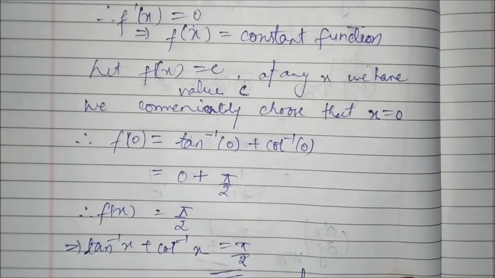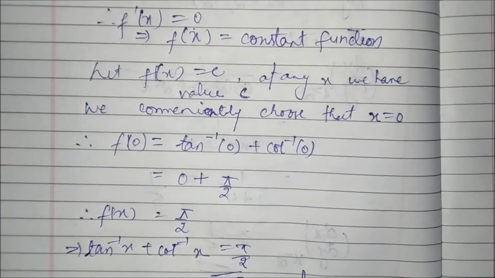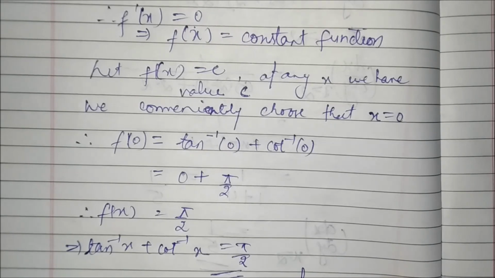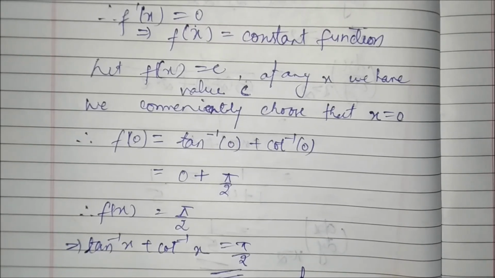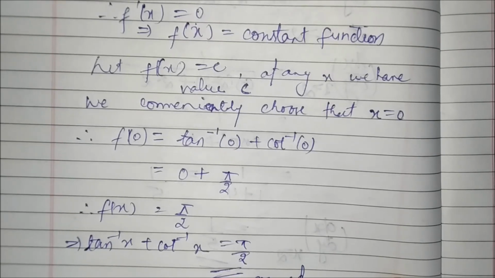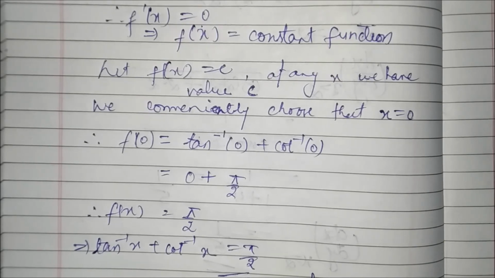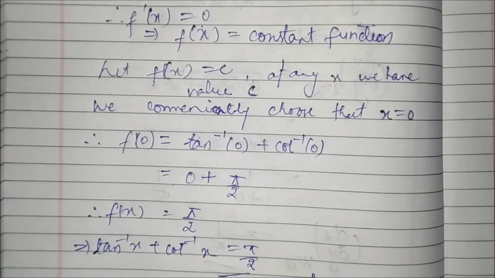I have done this: tan inverse x plus cot inverse x equals pi by 2. In the same way, you can prove the second part, sec inverse x plus cosec inverse x equals pi by 2. Okay, so try the second part on your own. If you are not getting the solution, you can ask me on your WhatsApp group.